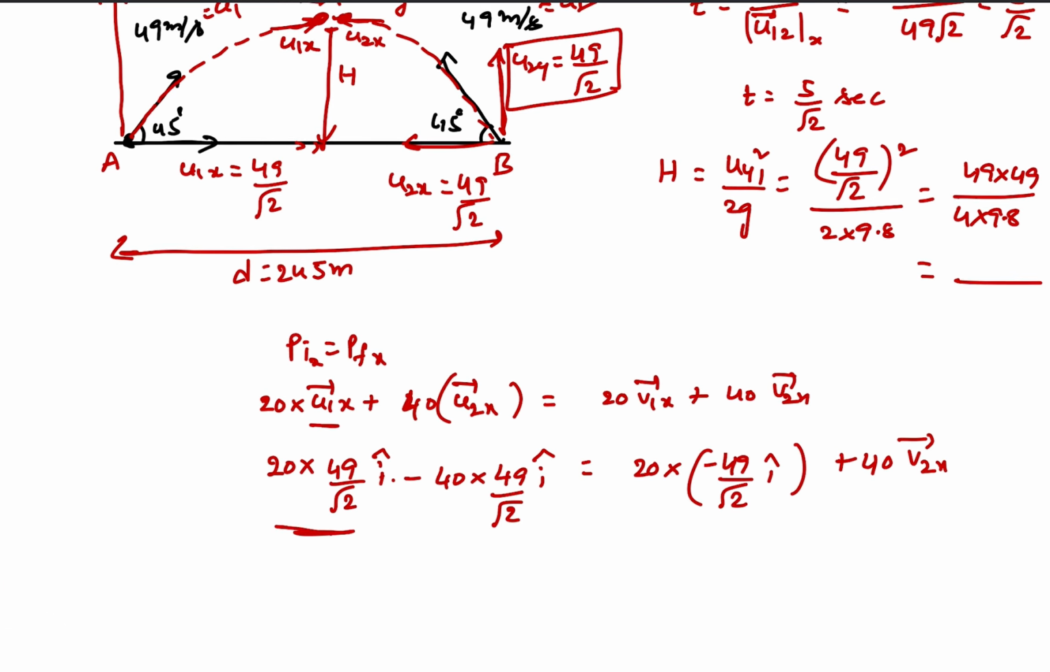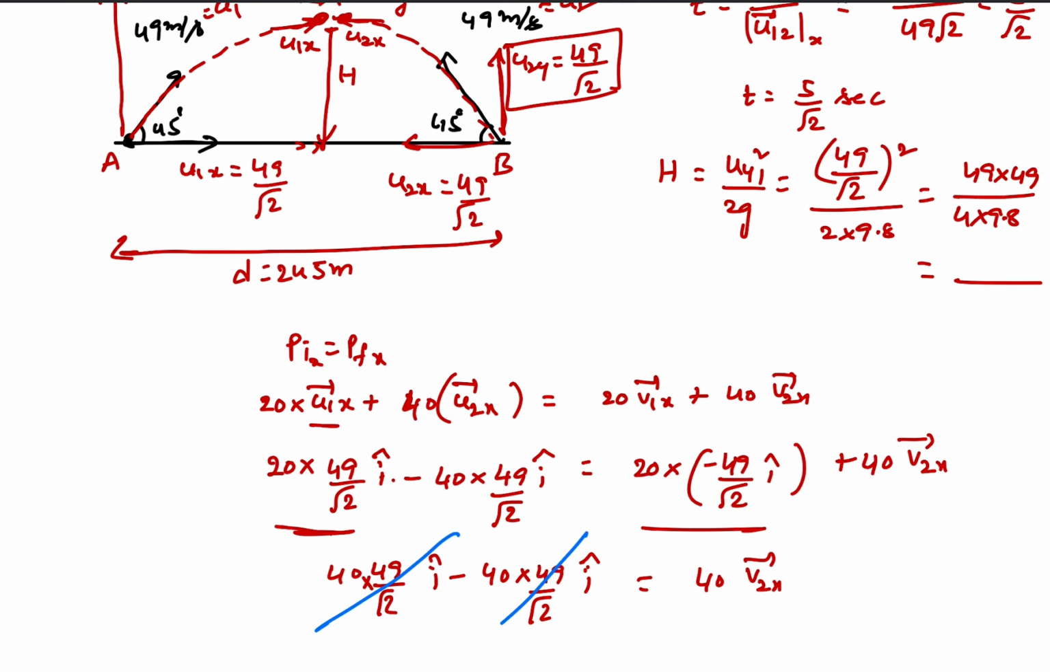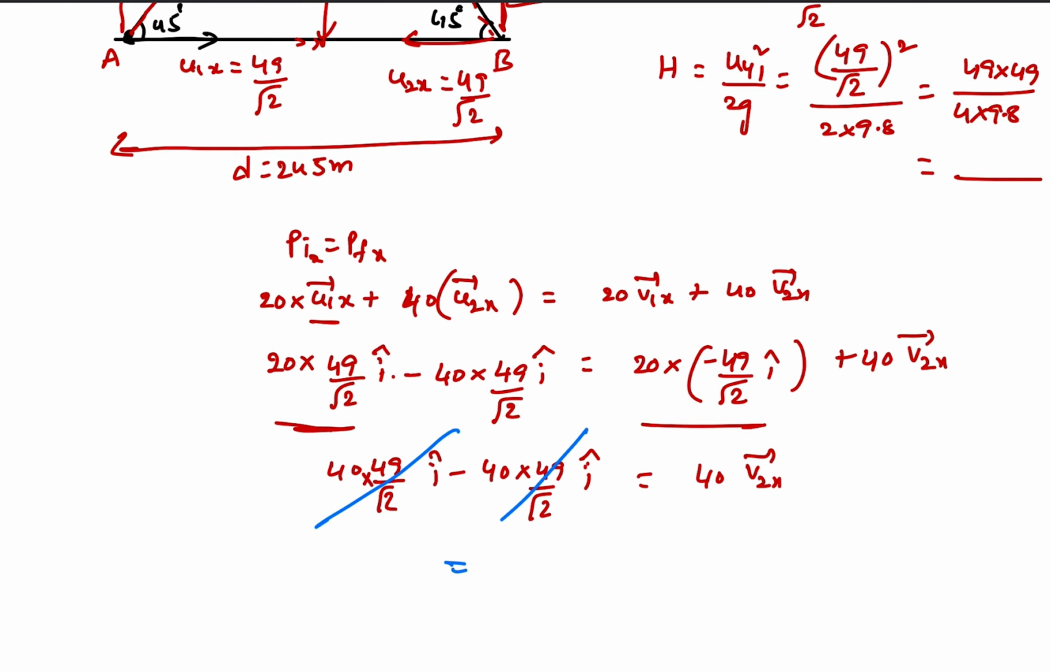v2x bar. You observe this carefully: 20 into 49 and 20 into 49 are there. If you bring that, 40 into 49 by root 2 into i cap minus 40 into 49 by root 2 into i cap is equal to 40 into v2x bar. We can say 40 into 49 by root 2 and 40 into 49 by root 2 get cancelled. So finally we will get v2x bar is equal to 0. So the second particle comes to rest just after collision.